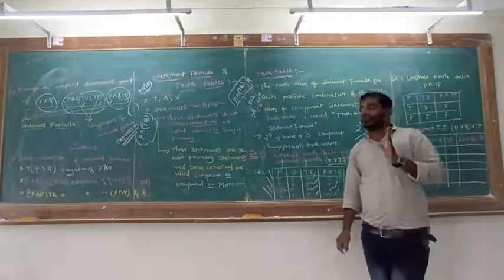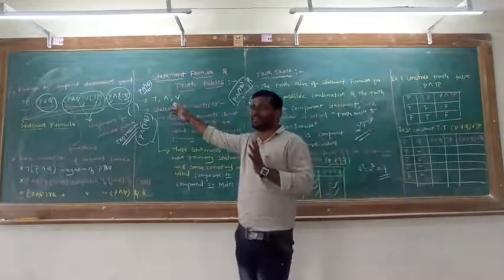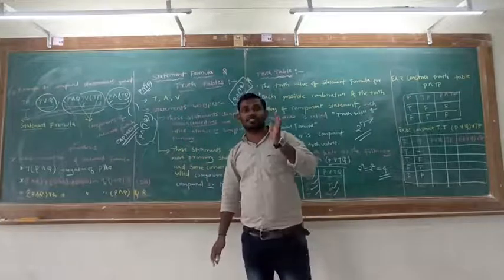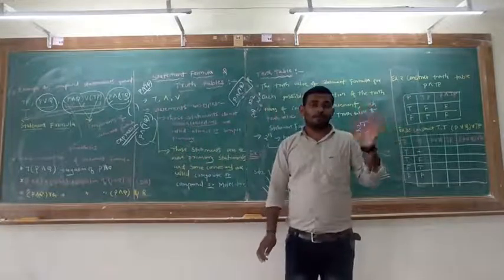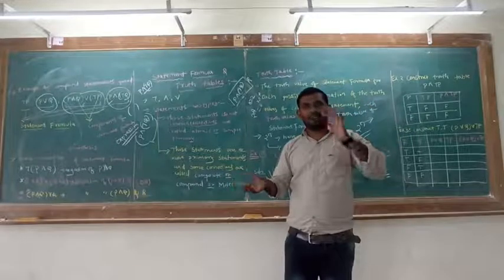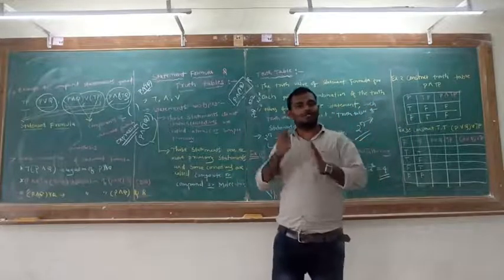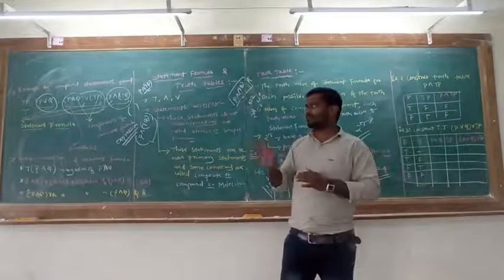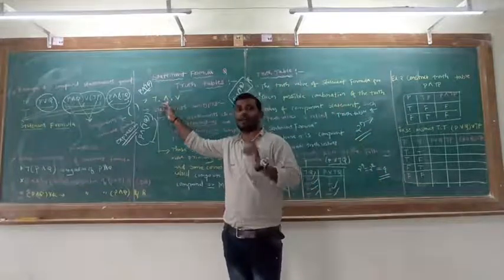So follow the truth tables of these connectives: negation, conjunction and disjunction. The conjunction truth table is true when both are true; in all other cases, false only. True, false gives false. False, true gives false. That is conjunction, or and.